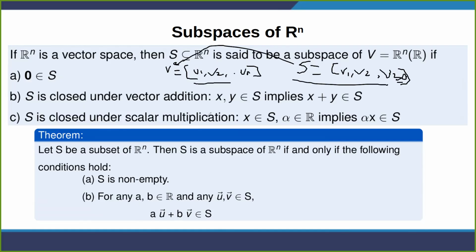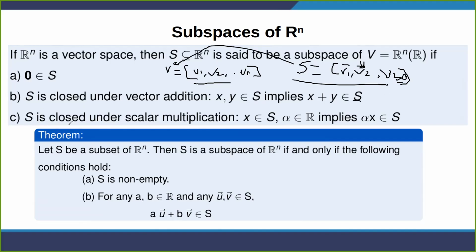S is closed under vector addition, that is x and y. Let's say this is x, v1, and this is y, v2. If you add this, you'll get something v3. So that should also lie under the same space. That is what we saw the first time, that if you add the two vectors, you'll also get a vector that lies in the same set.